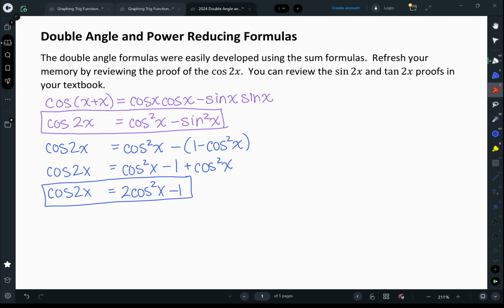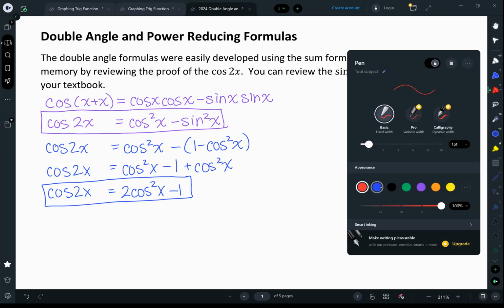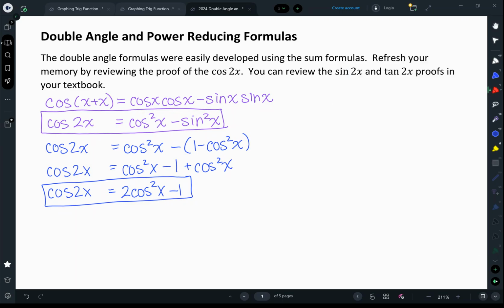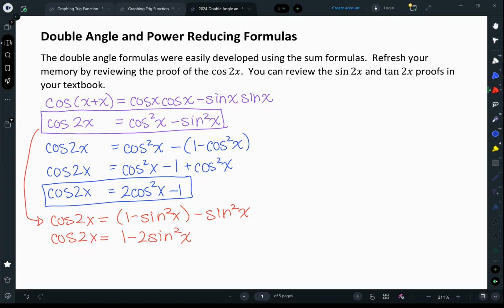Similarly, I can do the same thing to write this in terms of a sine function. I can go back to my original and say that the cosine of 2x is equal to, and instead of substituting my sine squared, I'm going to substitute my cosine squared as 1 minus sine squared of x using the Pythagorean identity, and then minus sine squared of x. And so simplifying this, I get the cosine of 2x is equal to 1 minus 2 sine squared of x. And now I can see the cosine double angle formula written in 3 different ways.